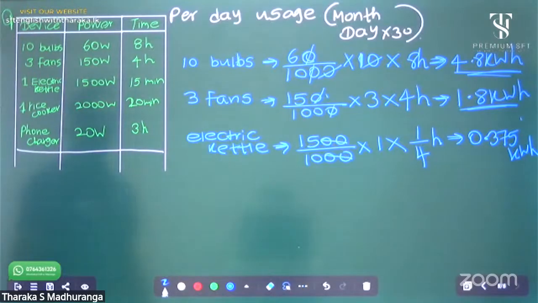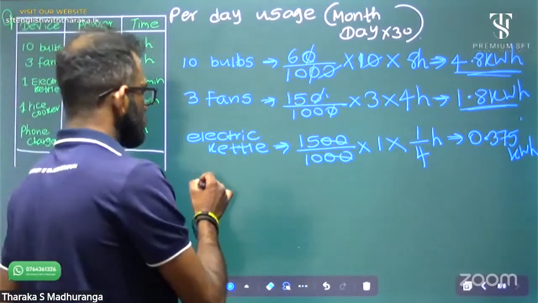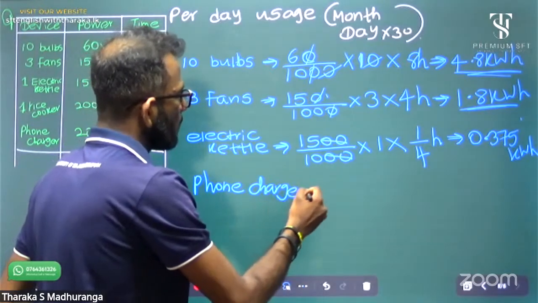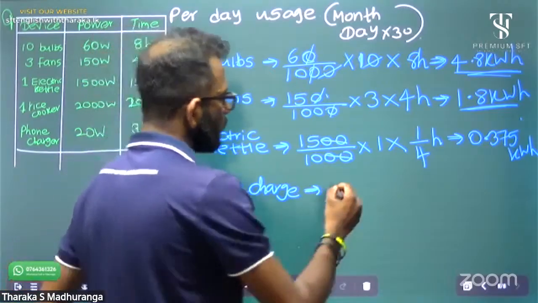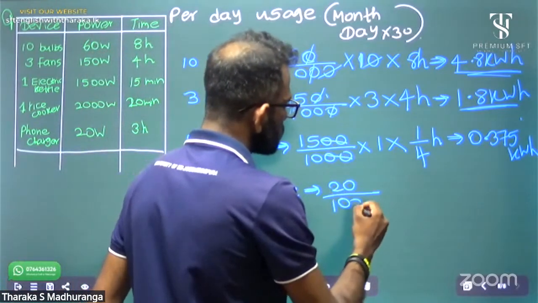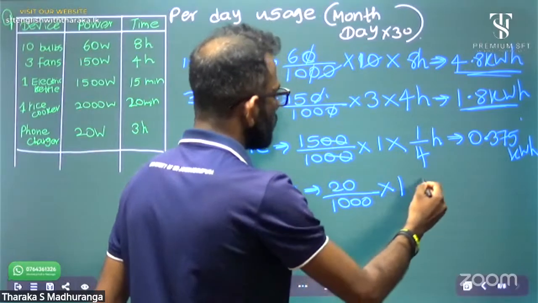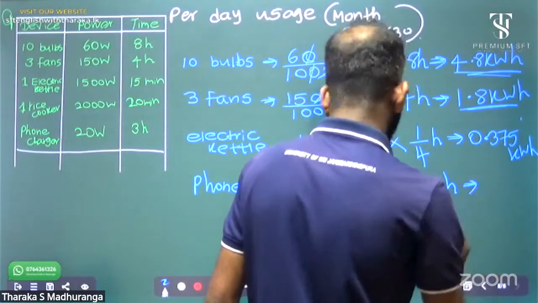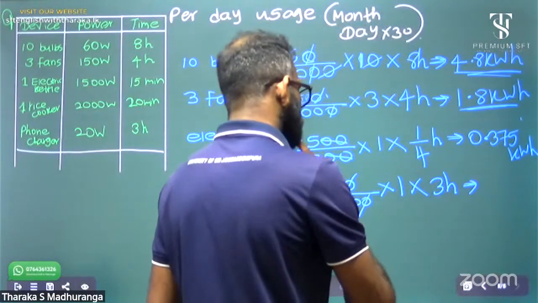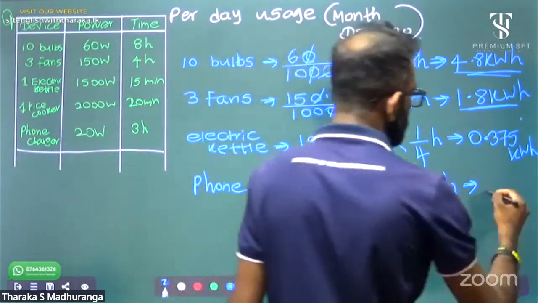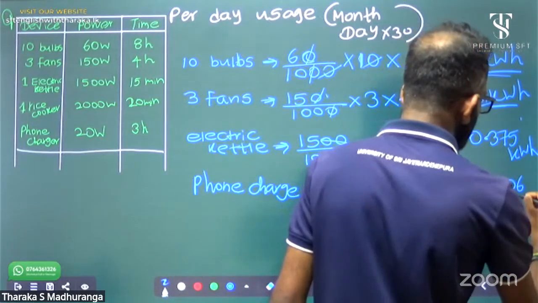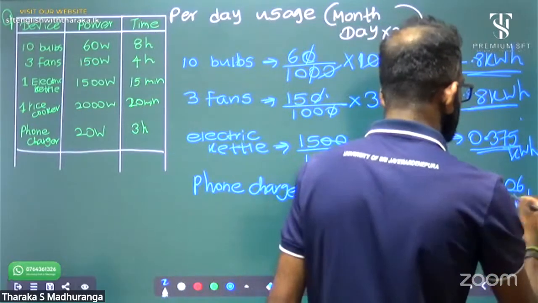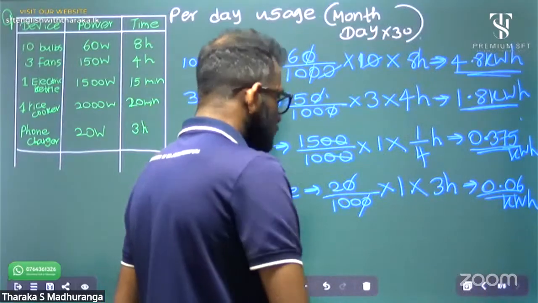Same method. Okay, phone charger. What's the watt? 20 watt. Convert into kilowatt. Divide by 1000. Only one charger. They have used 3 hours. 0 to 0 cancel. 6 over 100, 0.06 kilowatt hour. Okay, that's a method.